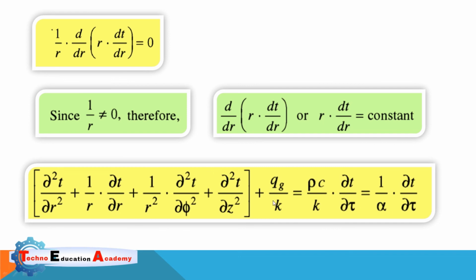Here qg is internal heat generation, K is thermal conductivity, rho is density, C is specific heat, and alpha is thermal diffusivity.